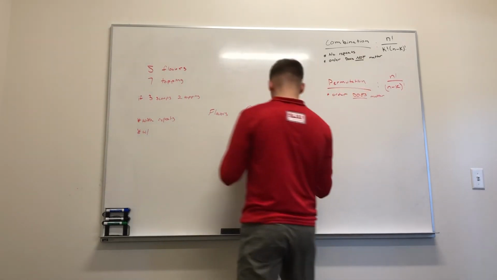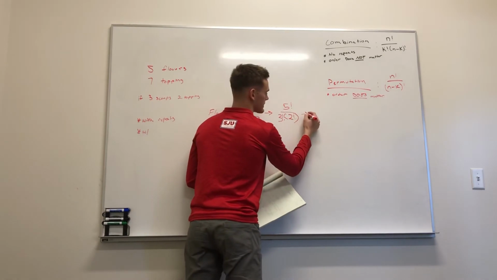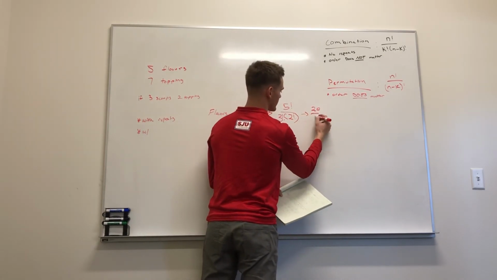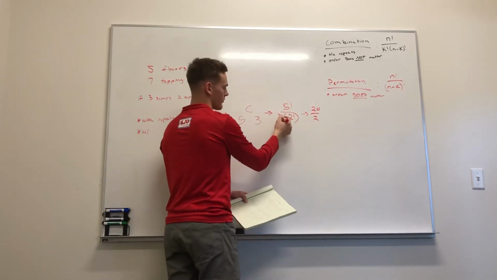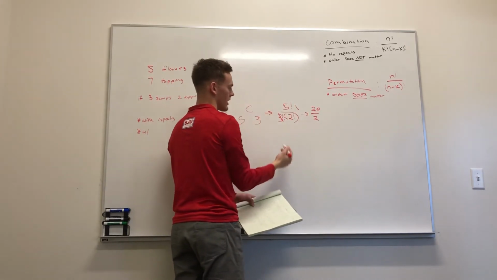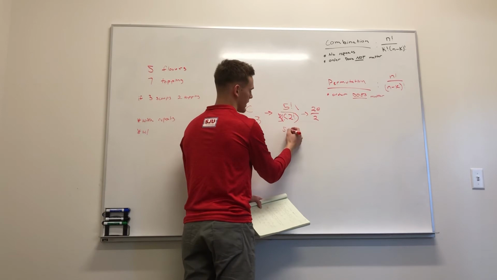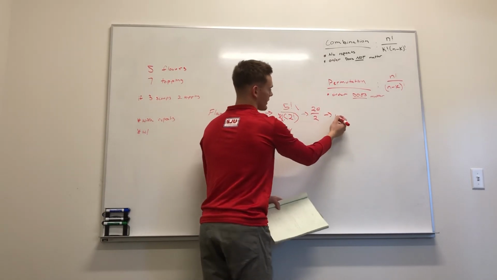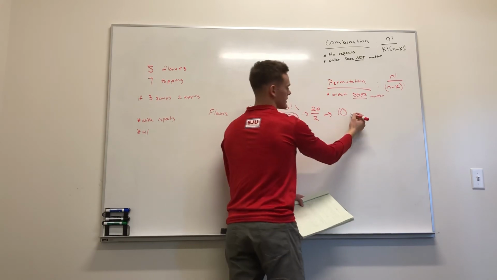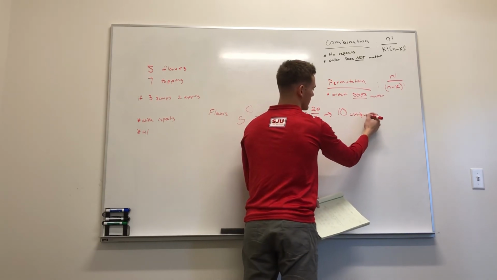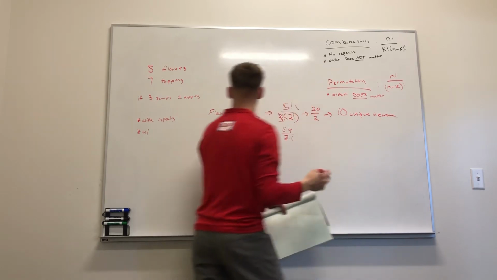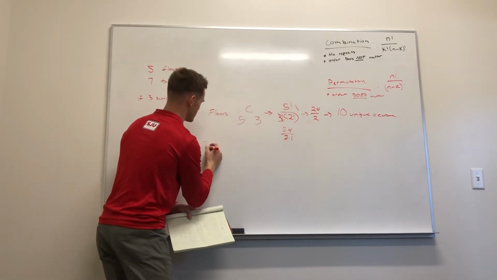This gets simplified down to 20 over 2. Keep in mind that the 3 factorials are going to cancel at the top and the bottom. We're just going to be left with 5 times 4 over 2 times 1. This gets broken down to 10. And this gives us 10 unique ice cream combinations. Next, we're going to do toppings.